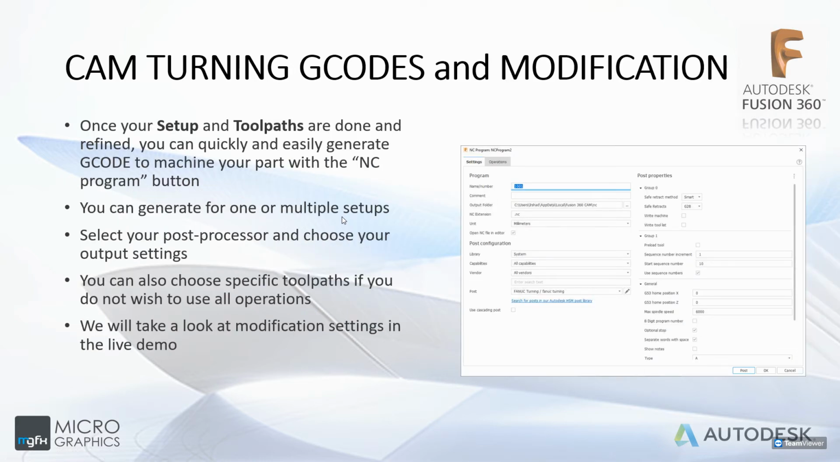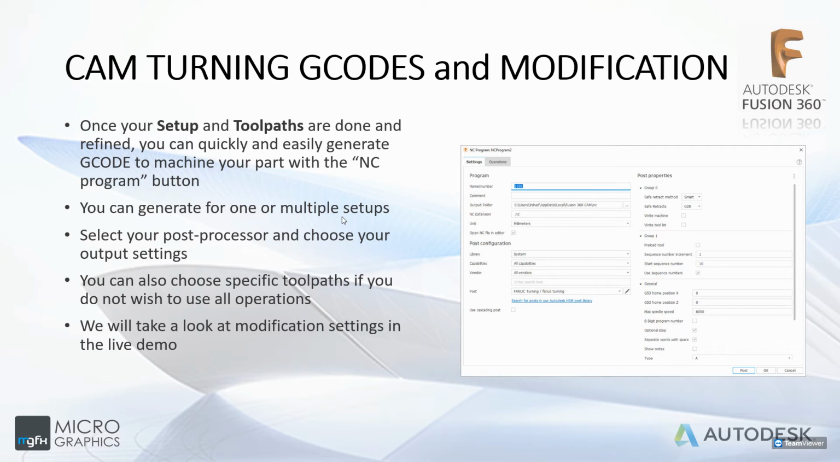Okay, and the last section we're going on to is CAM turning, G-codes, and modification. So once your setup and toolpaths are done, you've simulated, you're happy with how the machine is clearing away all the material, and you're happy with the final end result, you obviously want this G-code to be understood by your CNC machine, right? You can simply generate a G-code for your setup using a simple generate or post process button on Fusion 360.